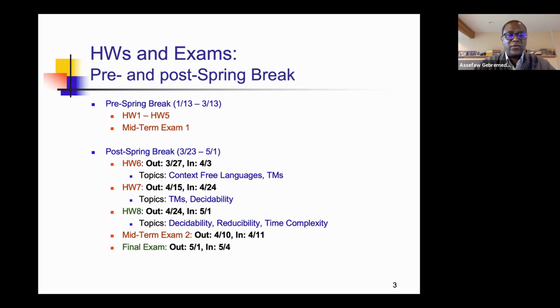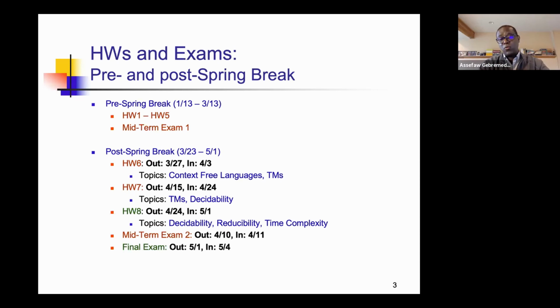So in what is now listed under post spring break, I also wanted to think back and see when things were out and in, just so you know. And I think this will also in some ways be a preparation for your review on Wednesday and your preparation for your final exam, and to know where things are and which homeworks dealt with what sort of topics. So homework 6 went out on March 27 and it went in on April 3rd, and that was the first homework we had after spring break, and it had topics on context-free languages and Turing machines.